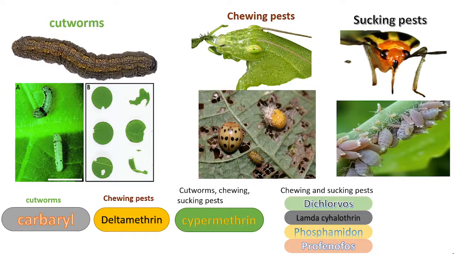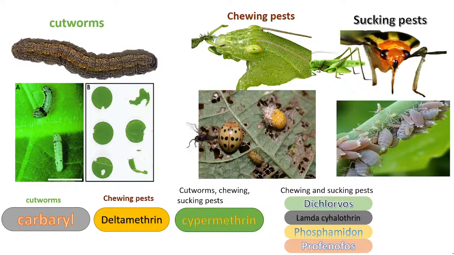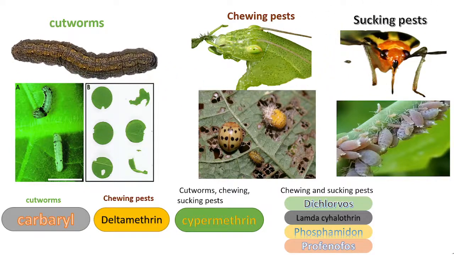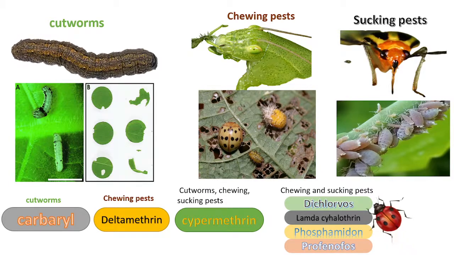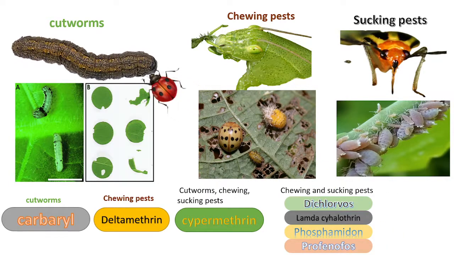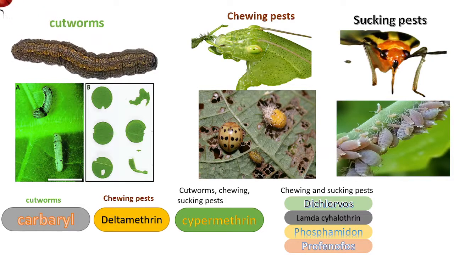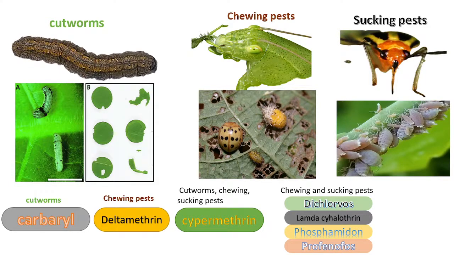Yes, we are only going to talk about these three types of pests, especially insects: cutworms, chewing pests, and sucking pests. Here you will see many different insects, but in these three groups, if you are able to control them, then guess what? Your farm products will be of very high quality.